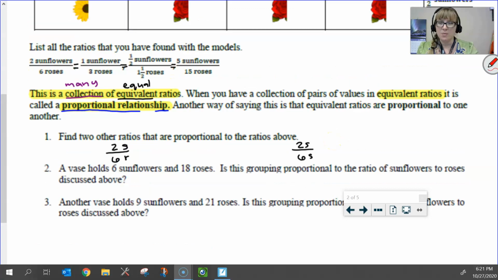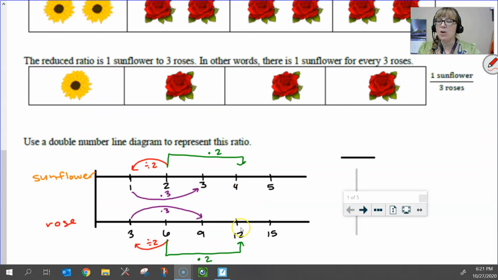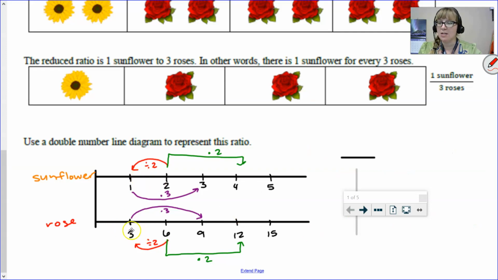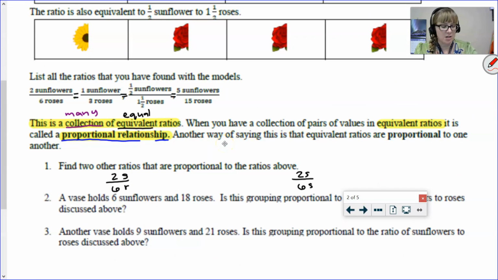All right. You might remember from our double number line diagram, there were a couple of ratios that were not listed in the other equivalent ratios. Looking at this double number line diagram, we can see our 1 sunflower to 3 roses, 2 sunflowers to 6 roses, those were listed, our 5 sunflowers to 15 roses, but these ones here were not listed. So let's go ahead and add that to our collection of equivalent ratios.